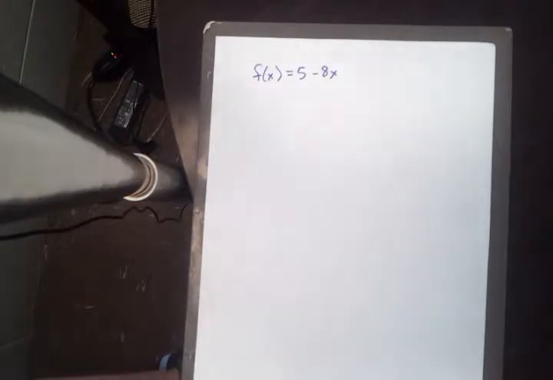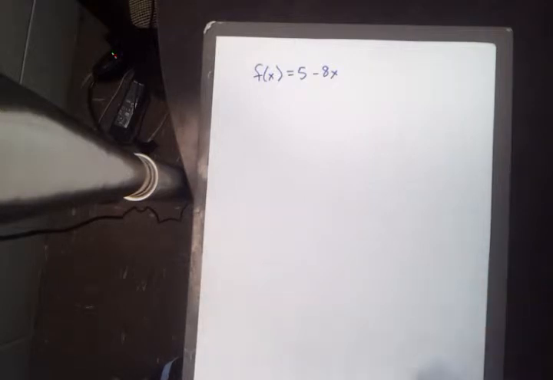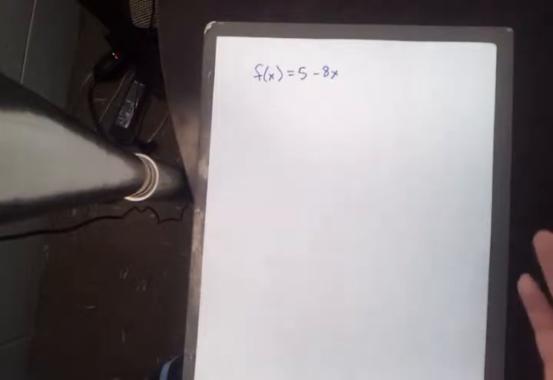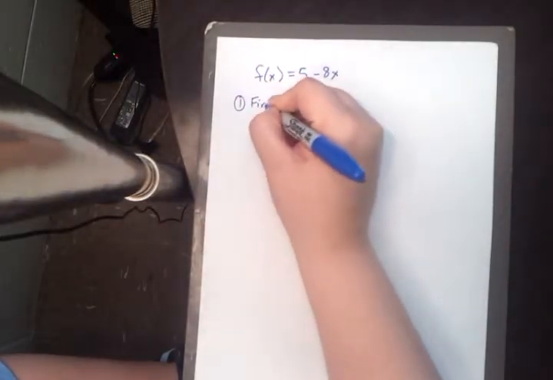So step 1 is going to be to find the derivative, because if we want to know where a function is increasing or decreasing, we need to know what the slopes of the tangent lines are at different places. So we're going to have to take a derivative, because derivatives, when we plug in x values, give us slopes of tangent lines. So step 1 is to find the derivative.